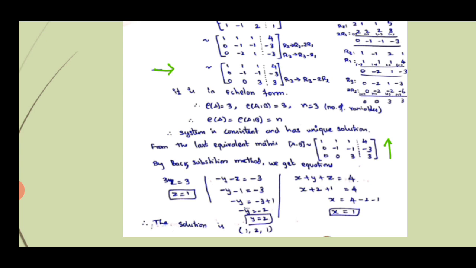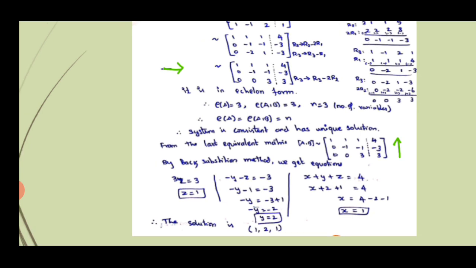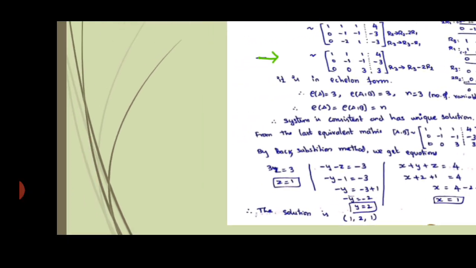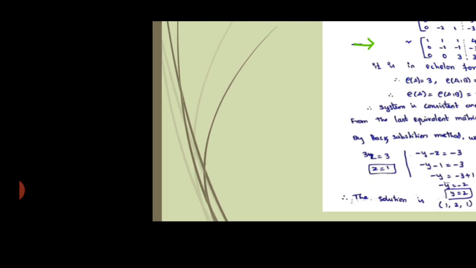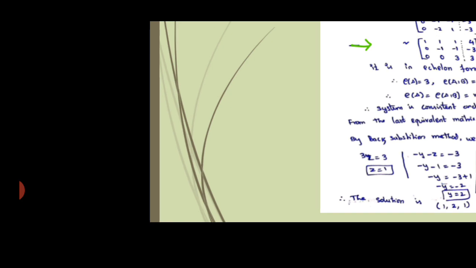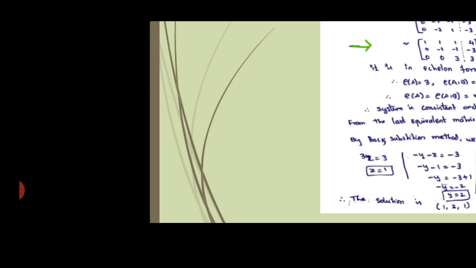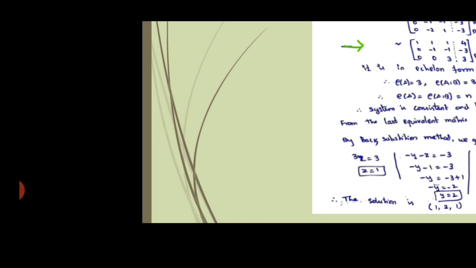After the echelon form, we have to find what? The rank of A separately, the rank of A comma B, and the n value. The n value is 3, of course we know. Now we are going to find the rank of A. How to find the rank of A? To find the rank of A, you have to hide the B matrix. You can see the 3 rows in the A matrix. All the 3 are non-zero rows. Therefore rank of A is 3.